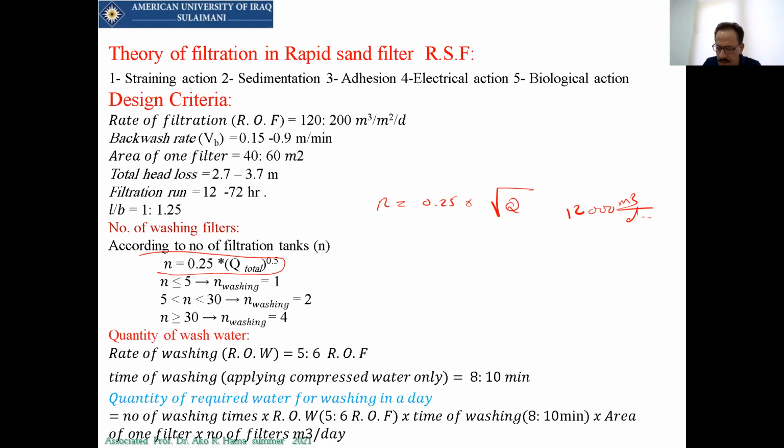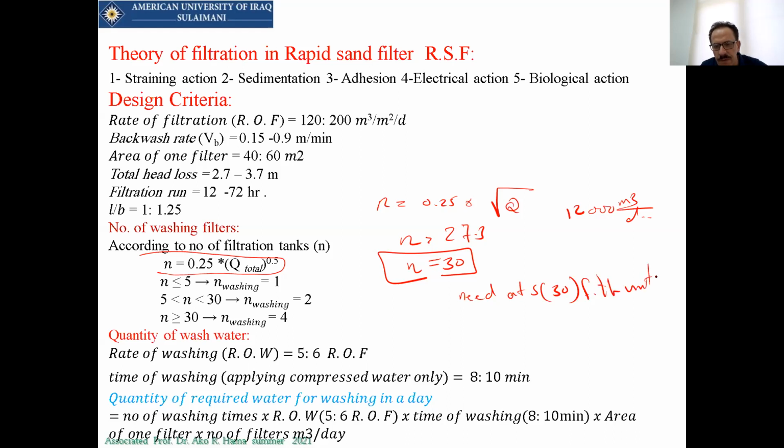It will be 109 times 0.25, so 27.4, 27.3. And we are using 30. It means you need at least 30 filter units. Now, by the way, why the 12,000 meter cube per day? It should be per day. Okay, this is an empirical equation.